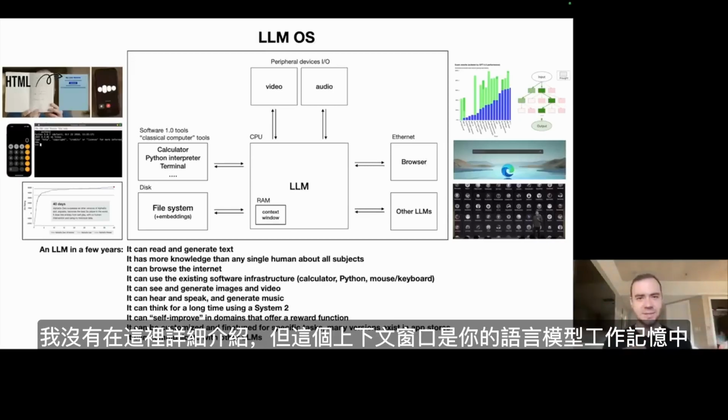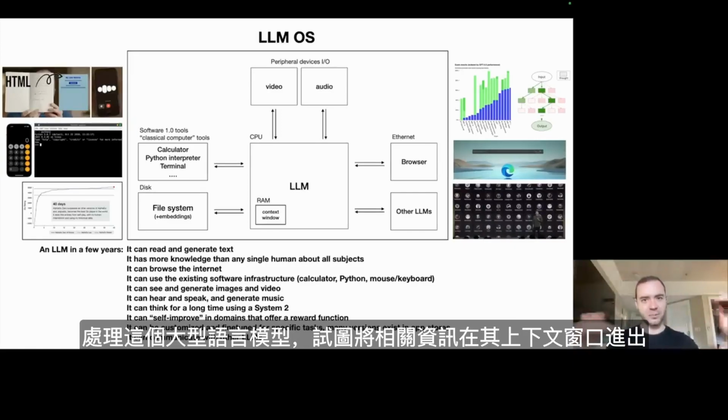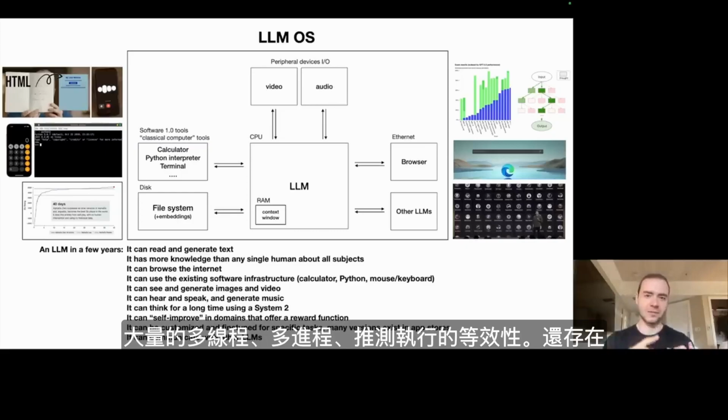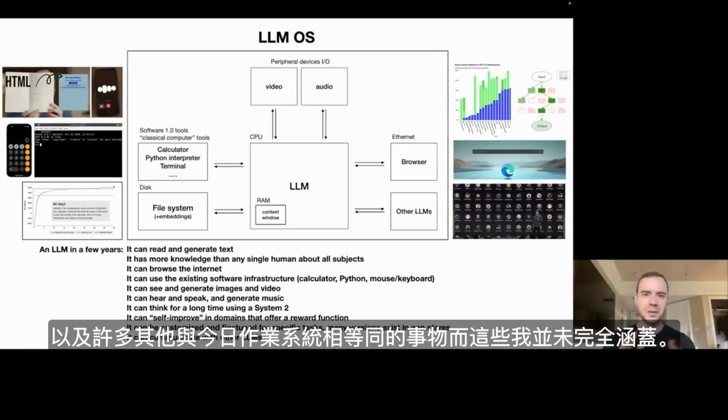I didn't go into the full details here, but this context window is your finite precious resource of your working memory of your language model. And you can imagine the kernel process, this LLM, trying to page relevant information in and out of its context window to perform your task. And so a lot of other, I think, connections also exist. I think there's equivalence of multi-threading, multiprocessing, speculative execution. There's equivalence of, in the random access memory in the context window, user space and kernel space, and a lot of other equivalents to today's operating systems that I didn't fully cover.